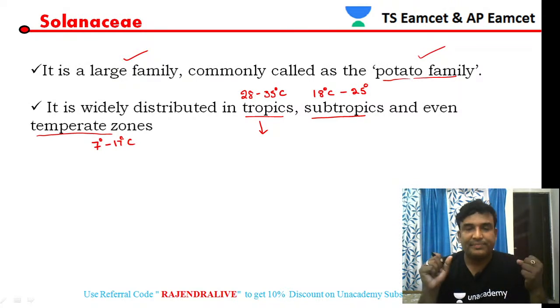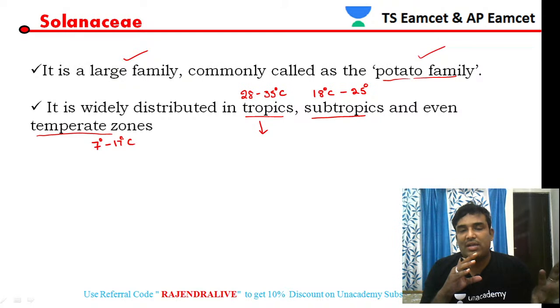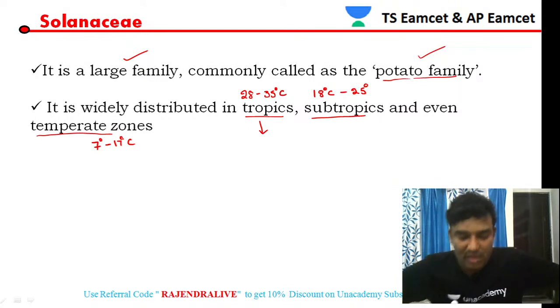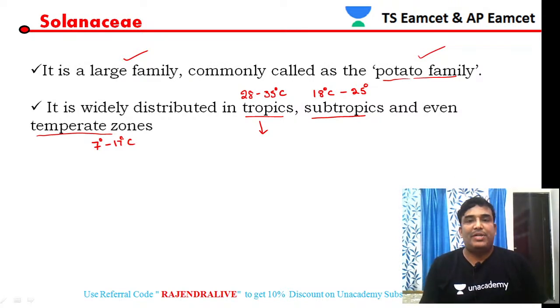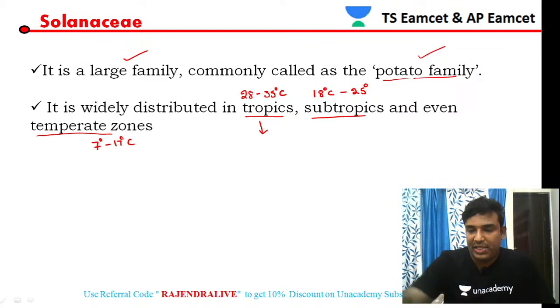The fourth zone is the polar zone. The polar zone includes the Arctic and Antarctic, which are always covered with ice. In the Arctic zone you cannot find any Solanaceae members, but Solanaceae members grow in tropical, subtropical and temperate zones. So these Solanaceae members are distributed in these areas.